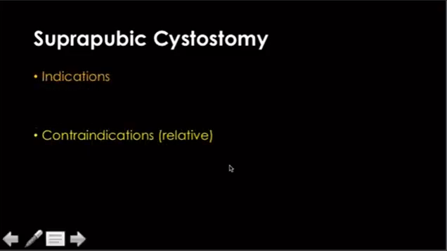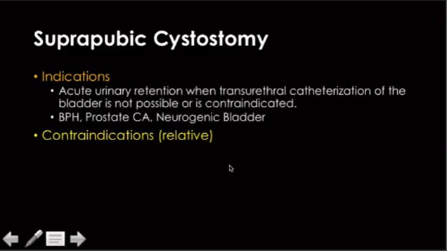Indications, so this is a testable slide here. Indications: acute bladder retention, when you can't just put a Foley catheter in. It can be from BPH, prostate cancer, neurogenic bladder, etc. It may also be beneficial for people who've had urethral trauma, radiation-induced cystitis, a bladder to colon fistula, a bladder to vagina fistula, or just horrific urinary incontinence that for some reason a Foley catheter won't work for.